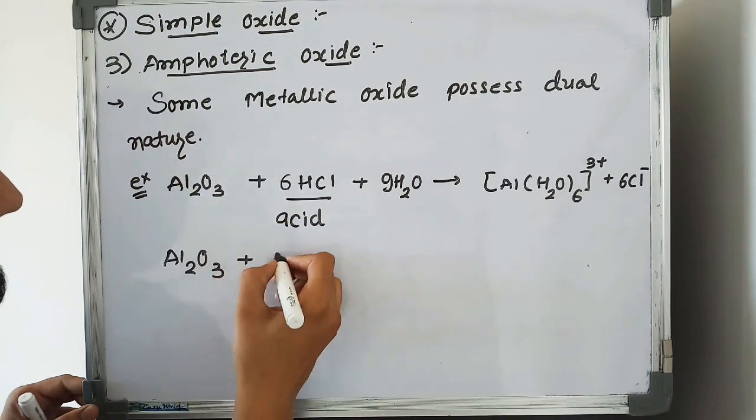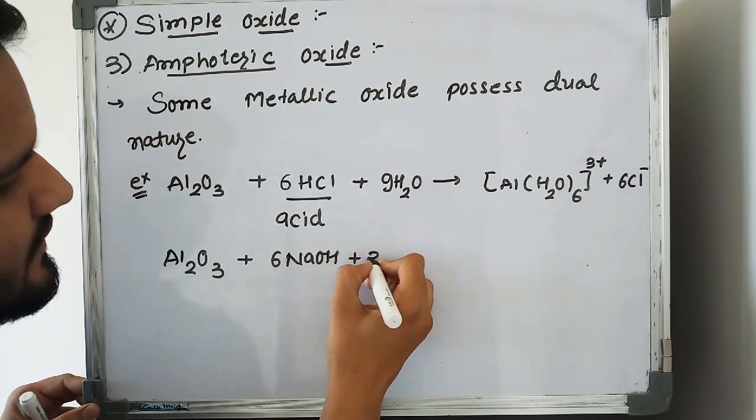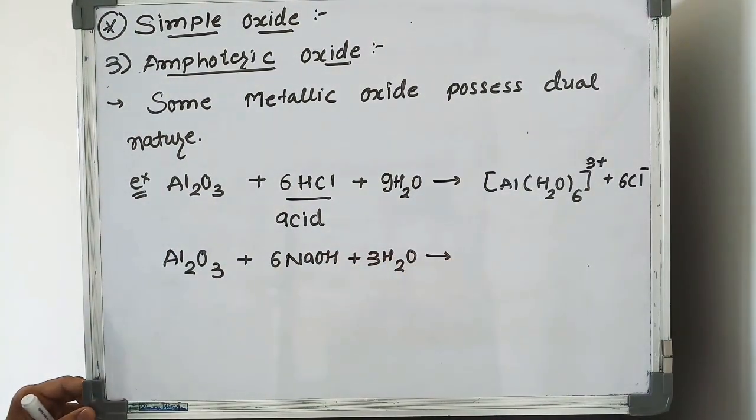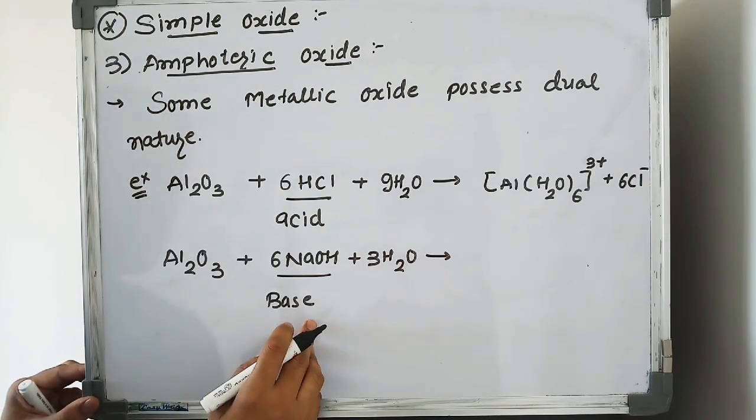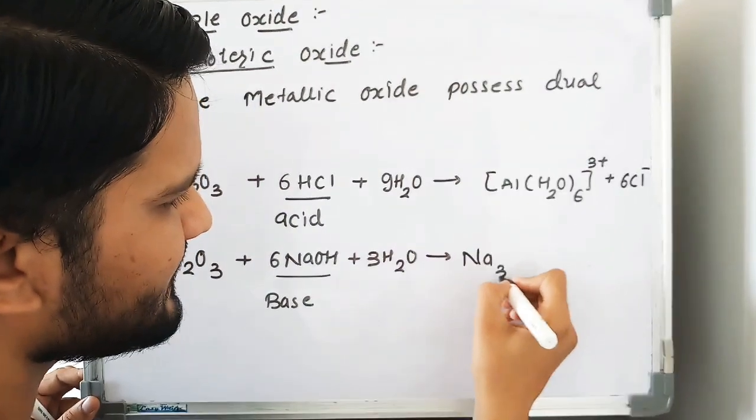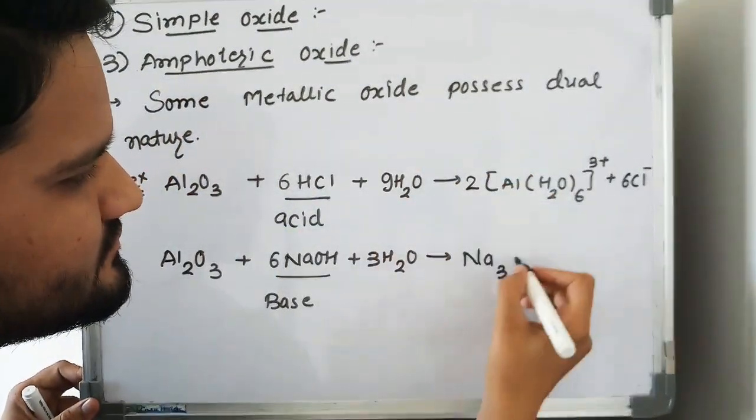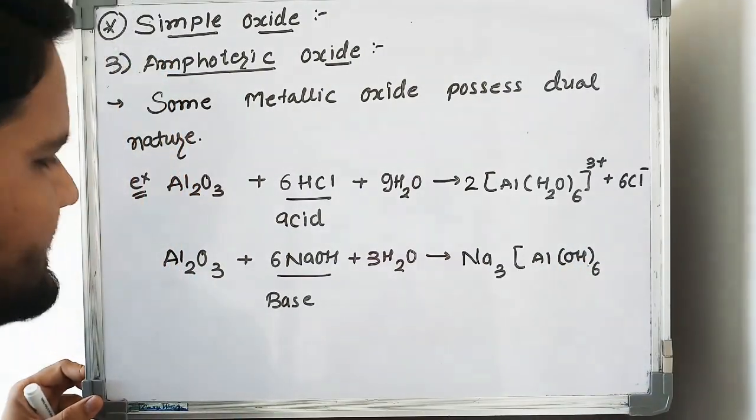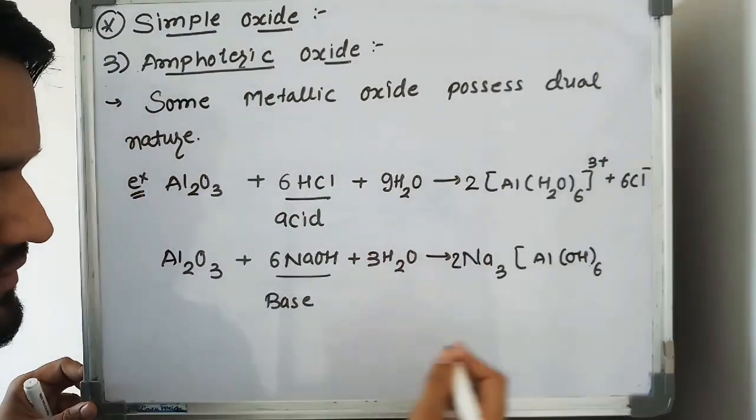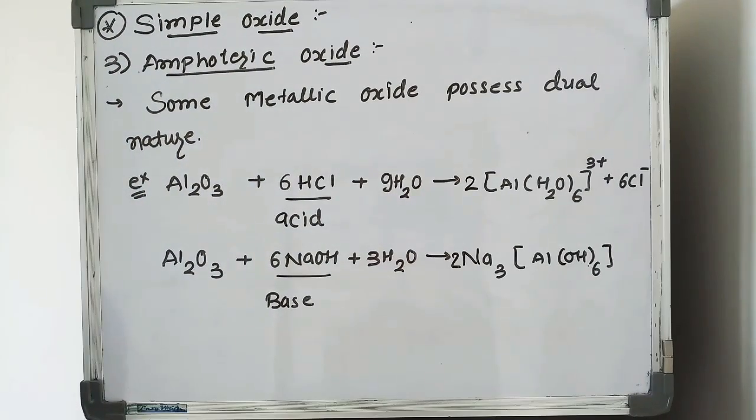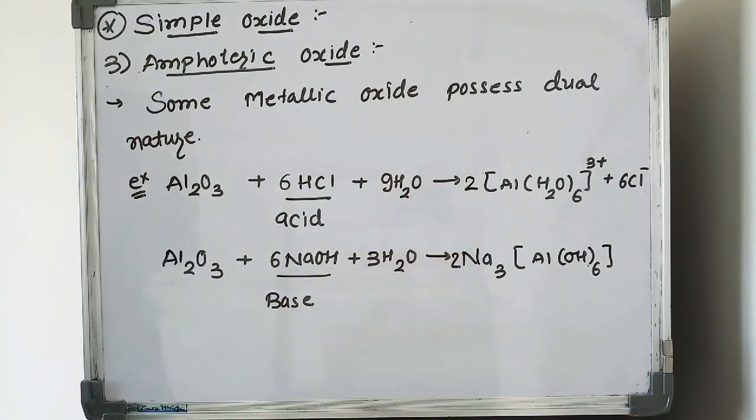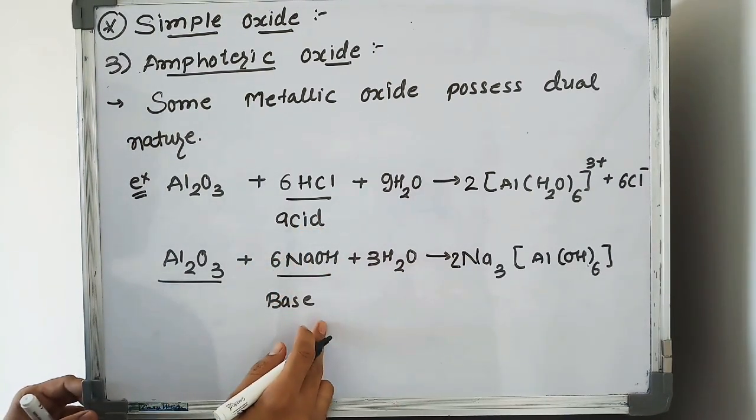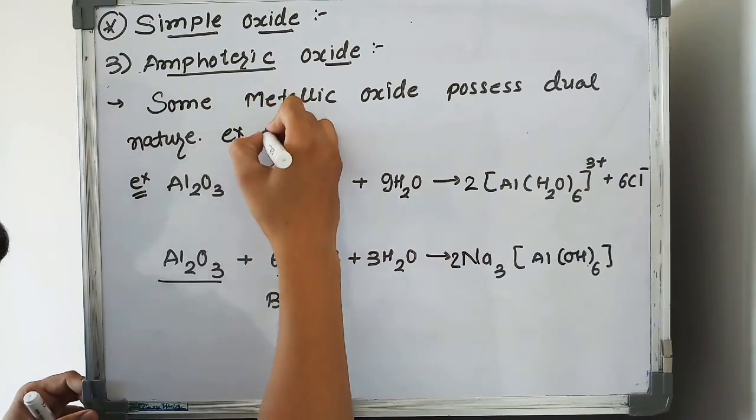So this type of oxide can react with acid as well as base. This is sodium hydroxide, also known as caustic soda. So this aluminium oxide can also react with the base and gives Na3[Al(OH)6], sodium hexahydroxoaluminate. So this aluminium oxide can react with acid as well as base. That's why this Al2O3 is called amphoteric oxide.